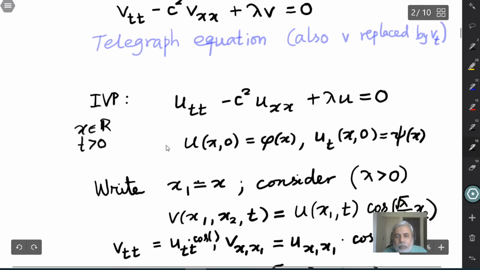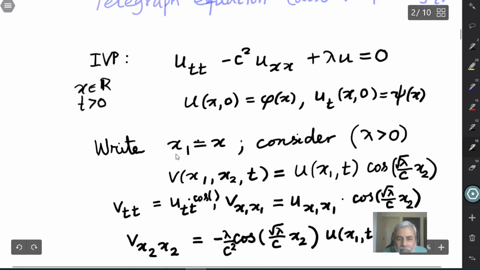Now we try to obtain a formula for the solution using the method of descent. For that purpose, just write x1 equal to x, and consider this function. First assume that this coefficient lambda is positive. If lambda equal to 0, this is just the one dimensional wave equation, and we already know that D'Alembert's formula gives us the solution.